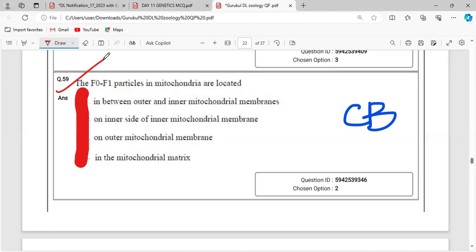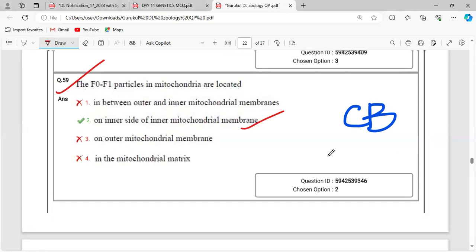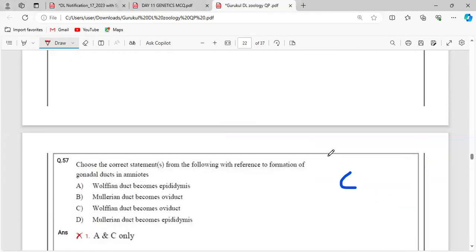The F0, F1 particles in mitochondria are located where? This is the same question I have taken for our MCQ series. Obviously, it is the inner side of the inner mitochondrial membrane. It is also called the ATP synthase.